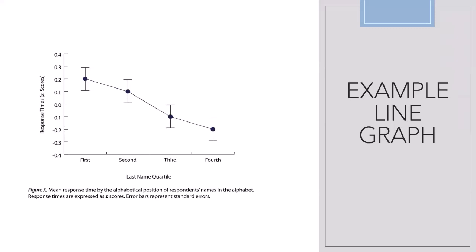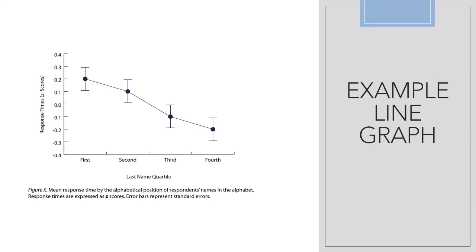So here's an example of a line graph. Which quartile of the alphabet your last name falls into is the independent variable here, as said in the description at the bottom, and response time is the dependent variable seen along the y-axis there.